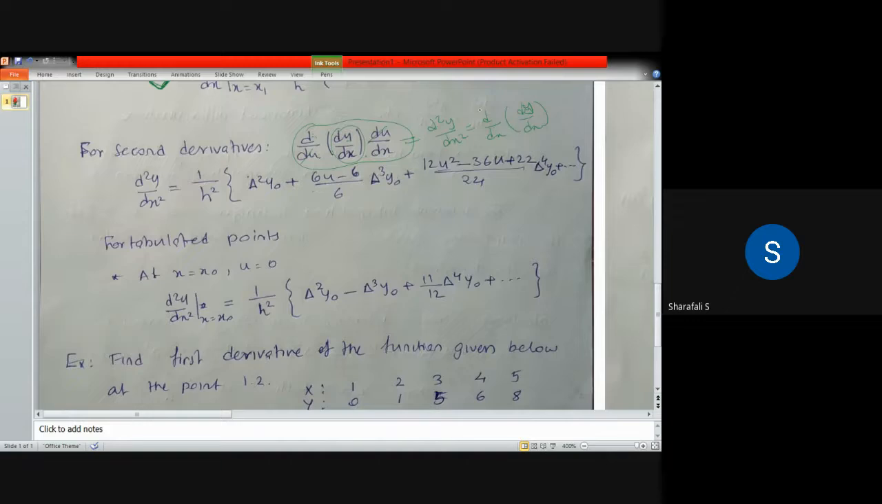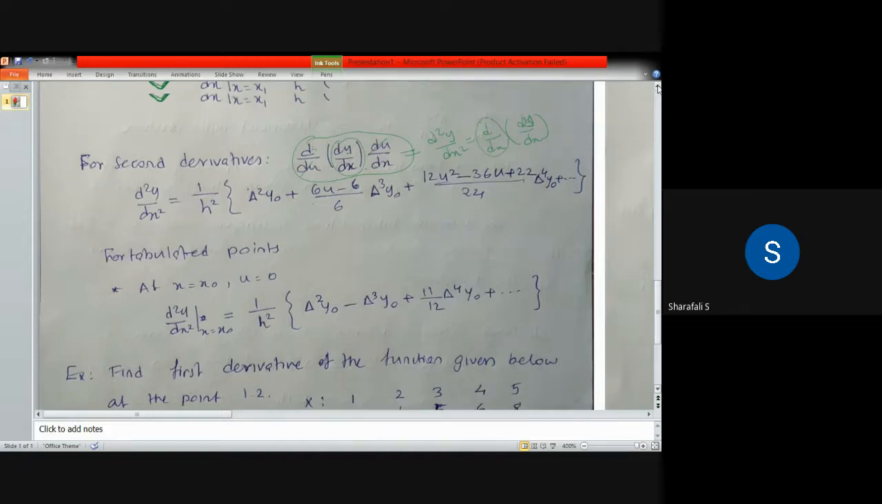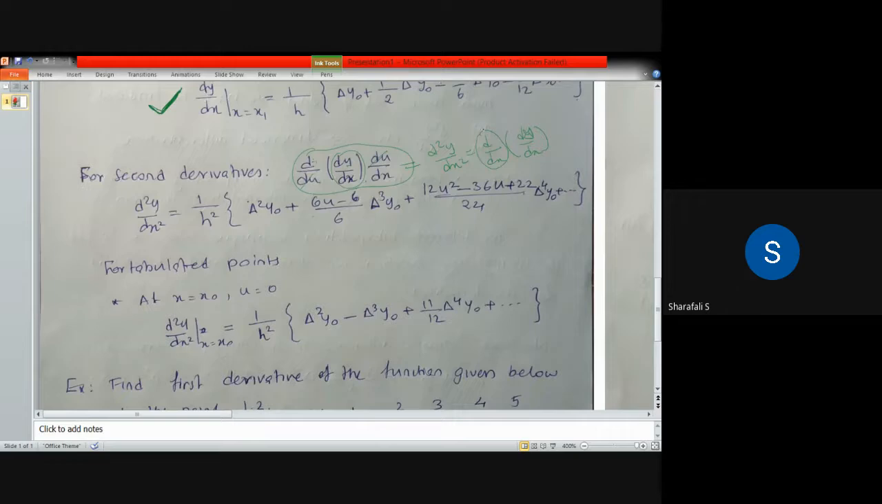Okay, this d by dx I can write as d by du times du by dx. So that's what we have written here. And as you know, this dy by dx, we know what this is, and du by dx, what is this value? du by dx is nothing but 1 by h.